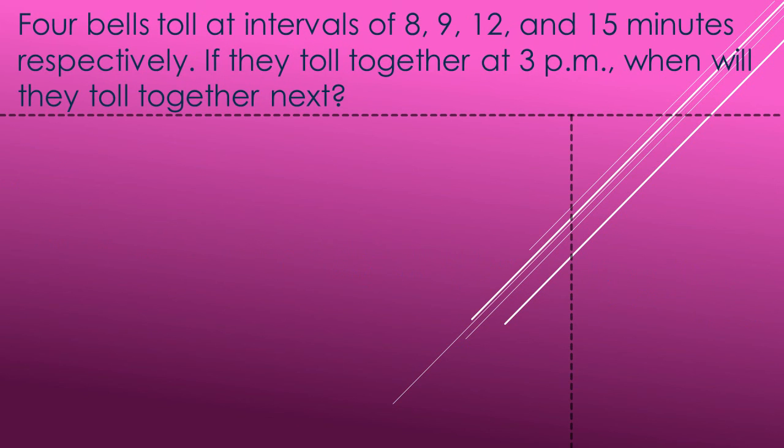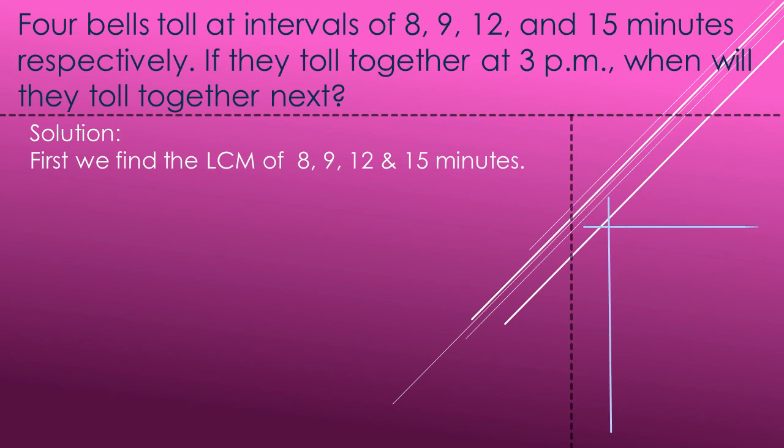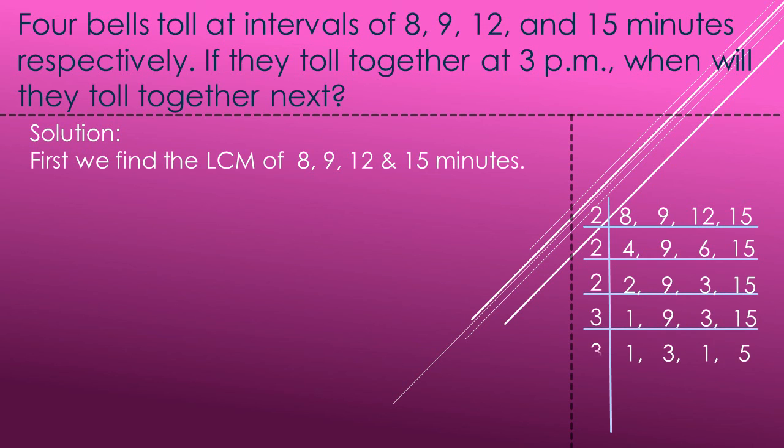Let's solve one more question. 4 bells toll at intervals of 8, 9, 12 and 15 minutes respectively. If they toll together at 3 p.m., when will they toll together next? Write the solution. First, we will find the LCM of 8, 9, 12 and 15 minutes. Everyone knows how we will find the LCM. So pause the video and find the LCM and check.